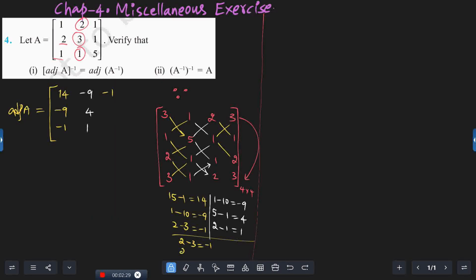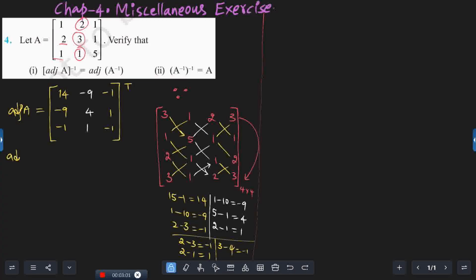1 2s are 2 and 1 1s are 1 is equal to 1. And next, 1 3s are 3, formula minus 2 2s are 4, which is equal to minus 1. So this will be minus 1. For this we have to take the transpose, then only you will be getting adjoint A.